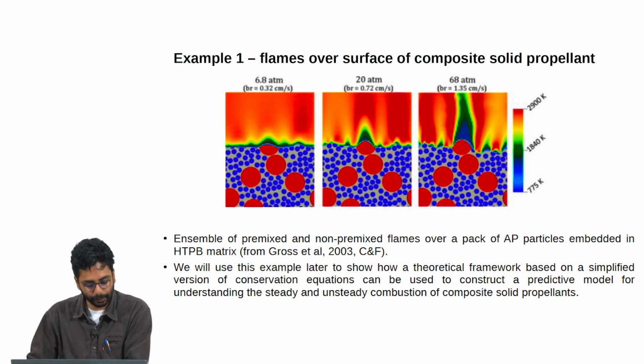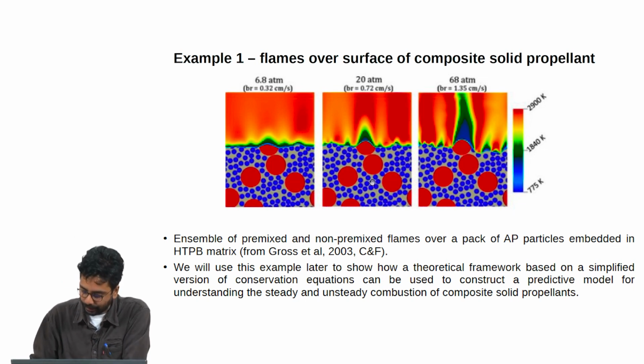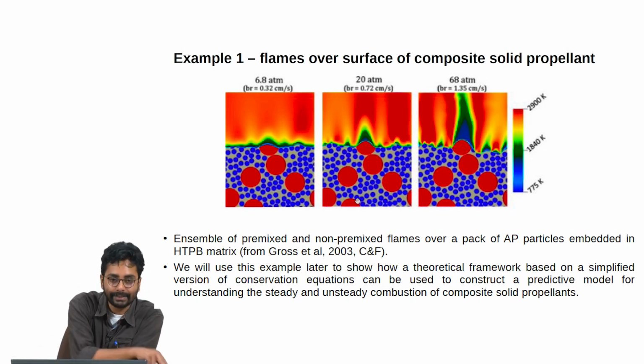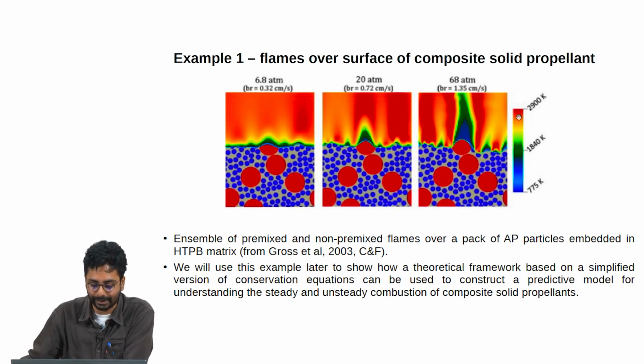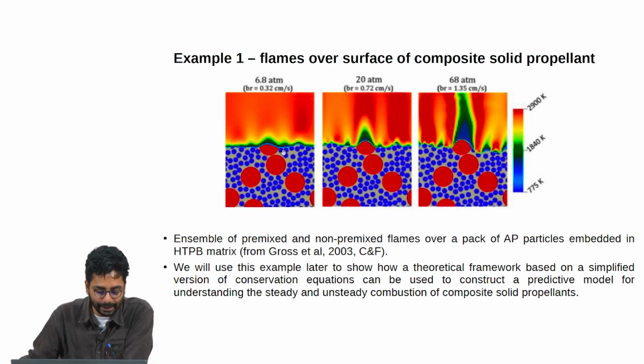As I mentioned, we will use this example later to show how a theoretical framework based on a simplified version of conservation equations can be used to construct a predictive model for understanding the steady and unsteady combustion of composite solid propellants. This is one example, and it goes without saying that this is an example where the flame over the surface is completely laminar. The size of this red color circle is about 200 microns, and the flame standoff distance is at the maximum a few tens of microns.